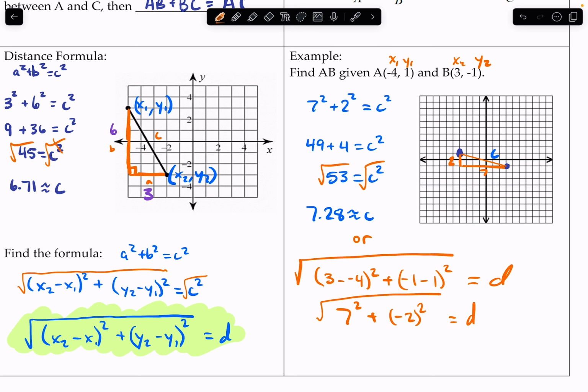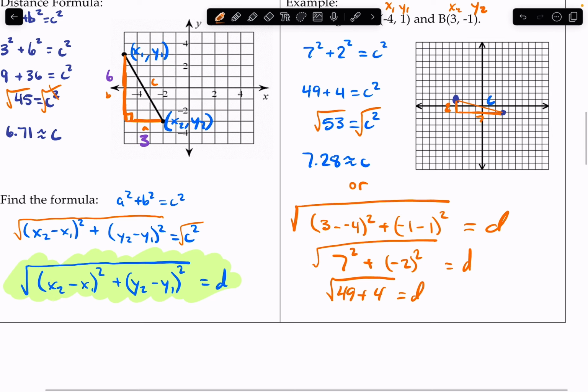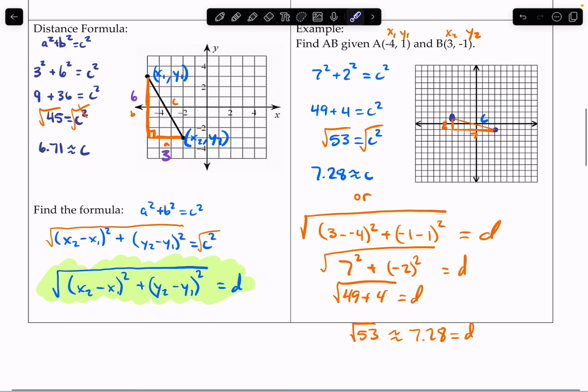All this still equals D. This is going to be 49 plus 4, taking the square root of that, equals D. And like we said earlier, this is going to be the square root of 53, which has already been established to be about 7.28. And that, sure enough, is the distance between the 2 points that we are asked to find: -4, 1, and 3, -1.